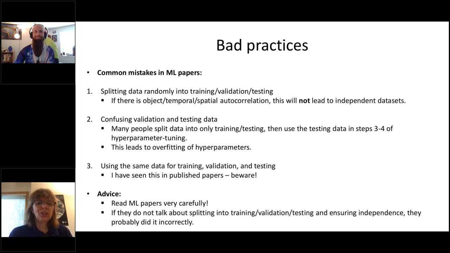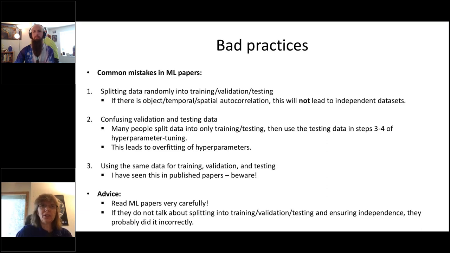And so in earth sciences, it usually doesn't make sense to do this random split and things like that, because we have the spatial autocorrelation and especially the temporal autocorrelation, which quite often in typical computer science applications you do not have.